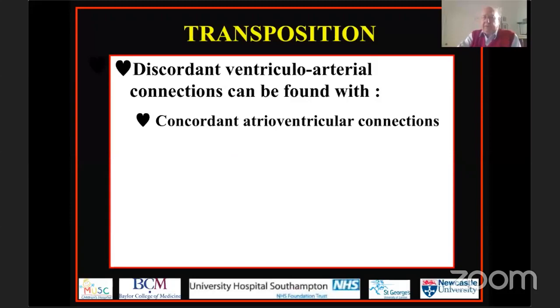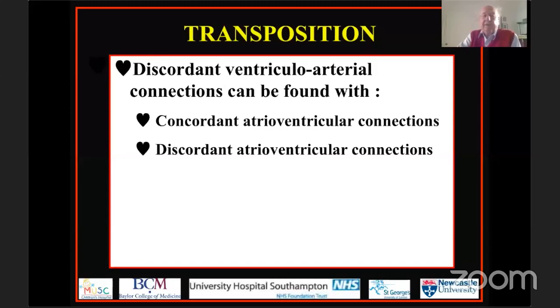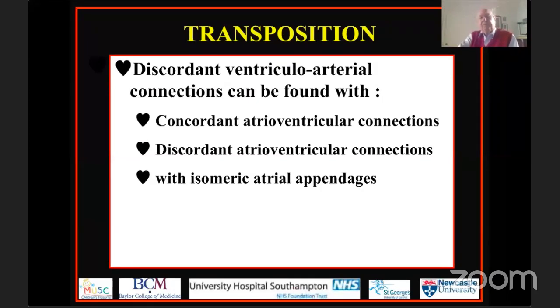And when we take into account the influence of the atrioventricular connections, we know that probably most frequently we find the discordant ventricular arterial connections in combination with concordant atrioventricular connections. We can also, however, find transposition, as we will define it, when the atrioventricular connections are discordant, and we call that now congenitally corrected transposition.